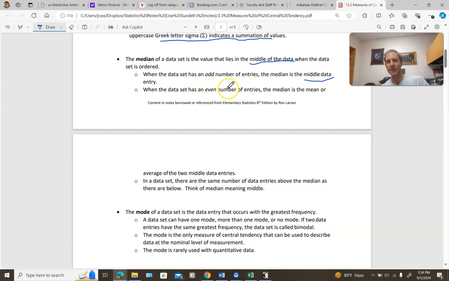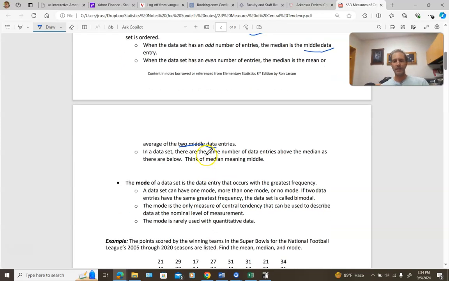But if you have an even number of entries, then the median is going to be the mean of the two middle data entries. Because if you have an even number of data entries, then there will be two that are in the middle. So then you average those two. And whatever that average is, that would be the median. Okay? And like I said, you want to think about the median as meaning middle. And remember, too, that if you're finding it by hand, you want to put the data in order to do that.